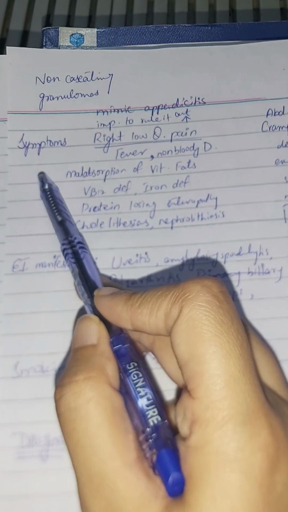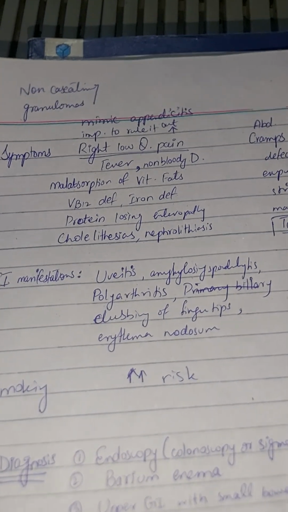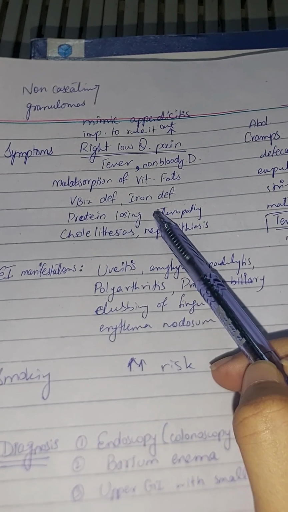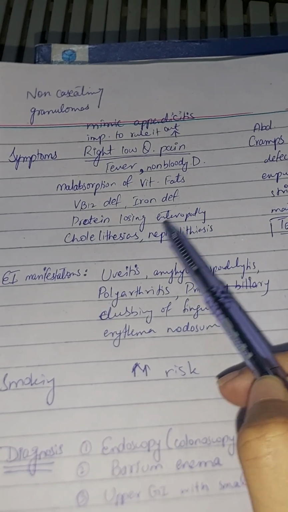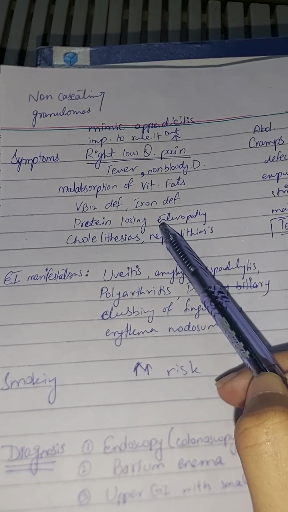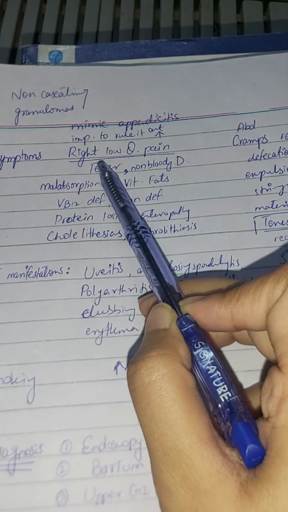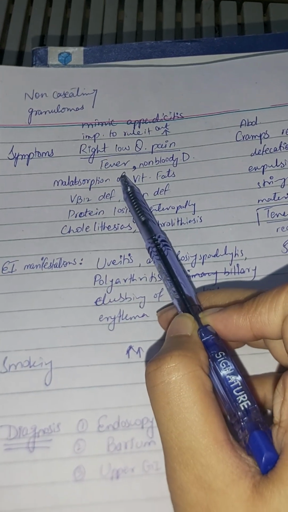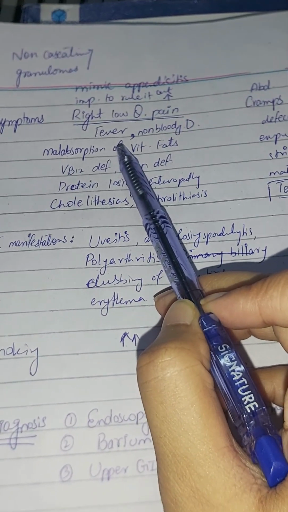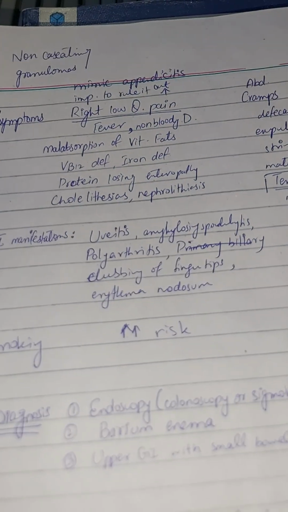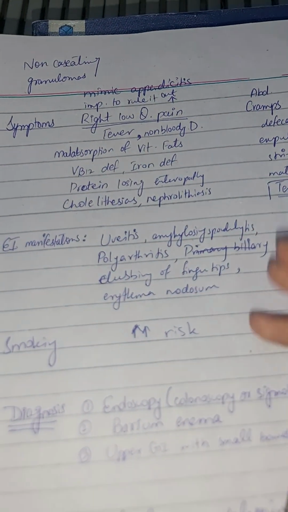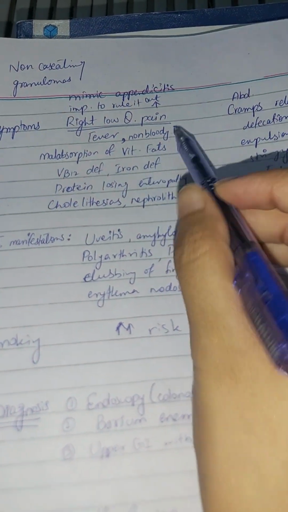So coming to the next part, which is symptoms. What are the signs and symptoms of Crohn's disease? We all know that the ileocecal valve, ileum or colon is sometimes involved, so the pain will be in the right lower quadrant. There may be fever due to continuous inflammation and other factors. There is non-bloody diarrhea, which is a very important feature, non-bloody diarrhea.